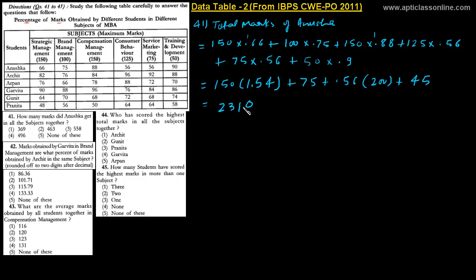Okay, so here we are getting 231 plus we are getting here 75 as it is, plus 0.56 into 200. 2 6 is 12, 2 5 is 10 plus 11, that is 112 plus 45.